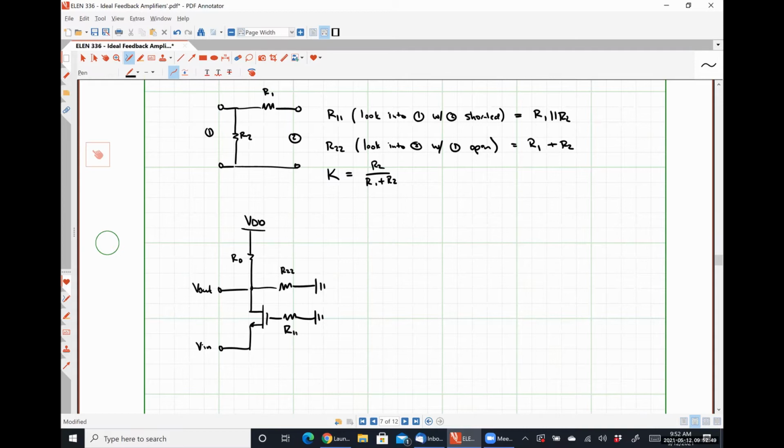So by inspection, what is our open loop gain for this system? Right, so gm multiplied by RD in parallel with R22. Anybody have any problem with that? Hopefully fairly straightforward, right?